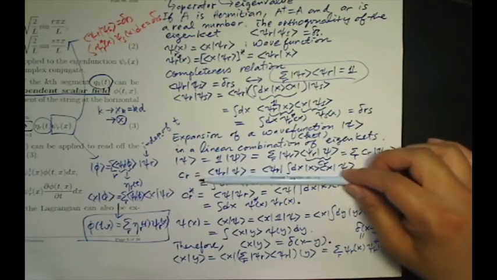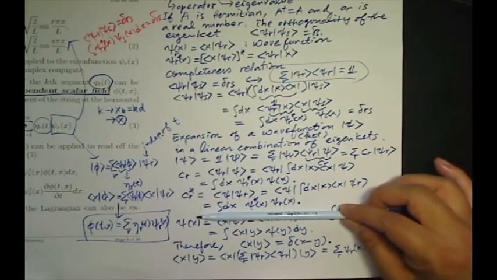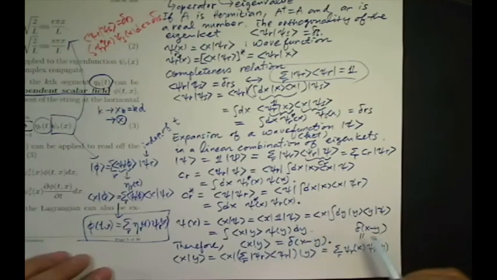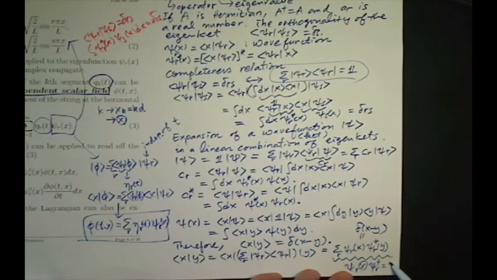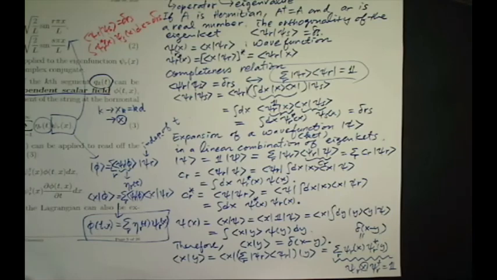Here I have summarized the tools for this. You remember, this is another completeness relation for the eigenfunctions. If it were eigenvectors, it would be the direct product of psi r with psi r dagger, and it becomes the identity matrix.